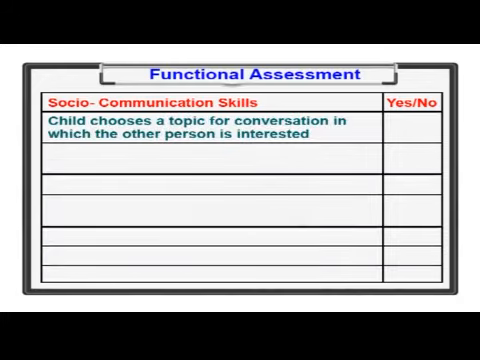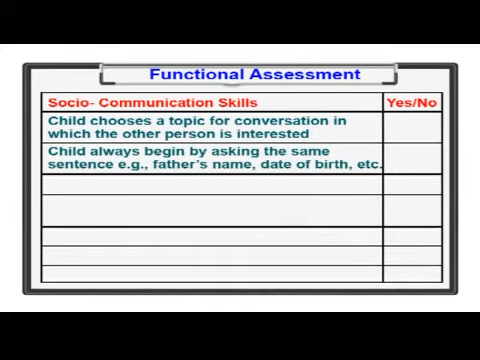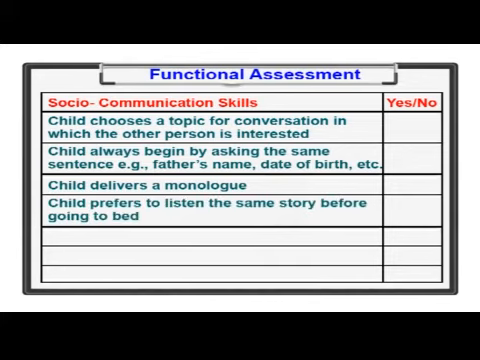See whether the child chooses a topic for the conversation in which the other person is interested. See whether the child always begins by asking the same sentence, example, father's name, date of birth, etc. Check whether the child delivers a monologue. Child prefers to listen to the same story before going to bed.